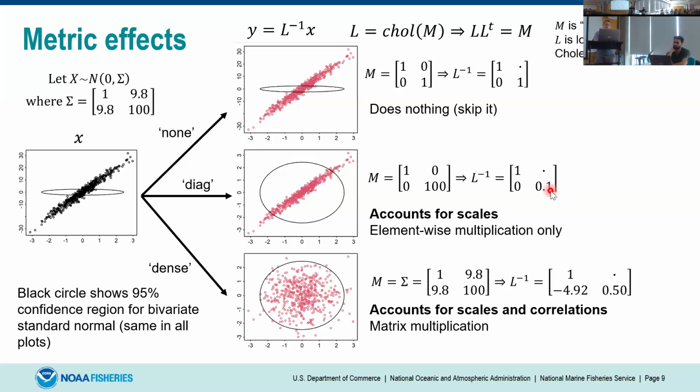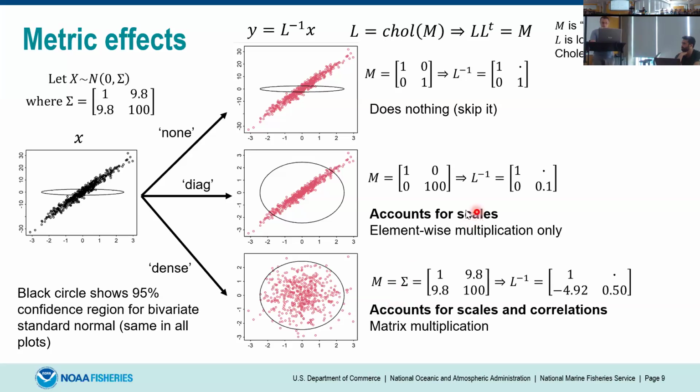It's squishing the axis. So you can see that here, right? We went from -30 to 30 to -3 to 3. So now they're on the same scale, but we haven't accounted for the correlation. So now if we use what I'm going to call a dense mass matrix, so now we have the covariances in there. If I just put sigma in and calculate L inverse, I get this slightly more complicated matrix. And now when I multiply Lx by that L inverse, I've decorrelated the parameter space. And so the dense matrix is going to handle the correlations and the scales.